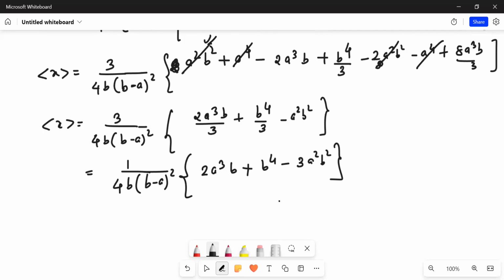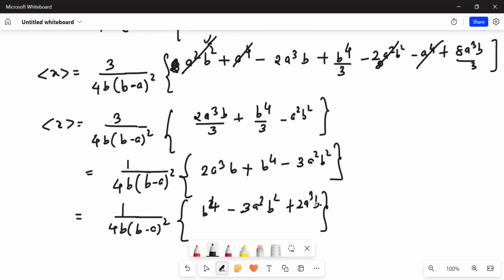How to solve this? Try to solve this. 1 upon 4b, b minus a whole square. What you'll get out of this? So I think this is b square. Yes, I'm leaving it here only. Okay, so you can solve it beyond. If I take b also common, so b gets common, so this will not remain, this will not remain.